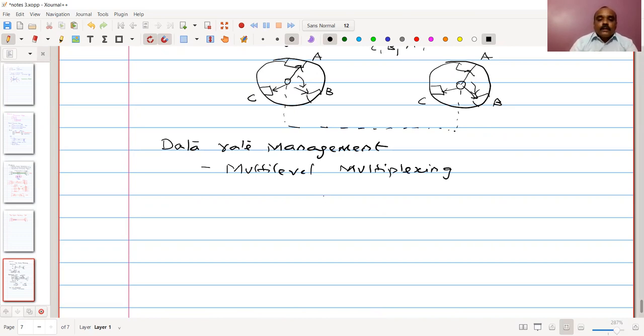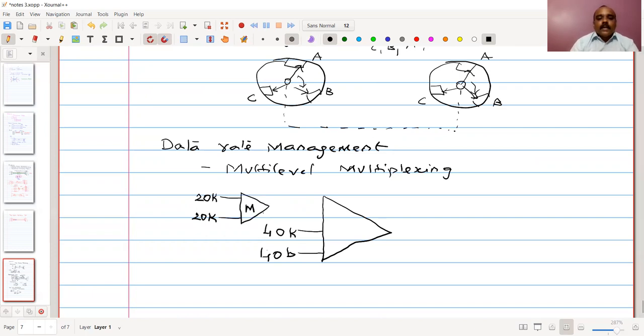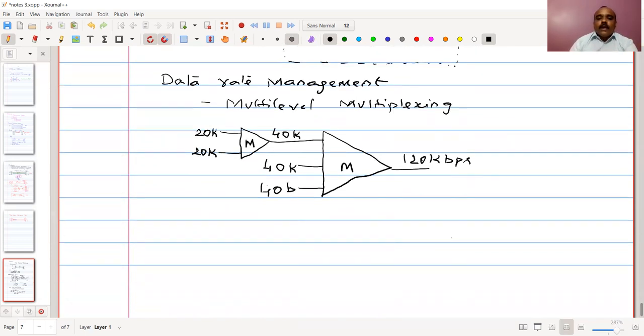Right? What actually is it? So I'll take an example here. We have a multiplexer, and there are two lines which are giving me an input of 40 kbps. But there are two other lines which are generating 20 kbps. So they are less than this. Then we use multiple levels of multiplexing here. One here, and one here. The first level of multiplexing will combine them to generate a 40 kbps line. So that will support my 120 kbps line. So this is called multi-level multiplexing. More than one level, we are multiplexing the data.